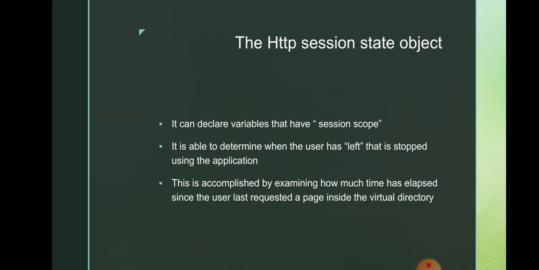Okay. Next, the HTTP session state object. What is meant by session state? Session means some time. We can specify some time for a website for accessing. It is used to declare variables that have session scope. It is able to determine when the user has left, that means when the user stopped using the application.